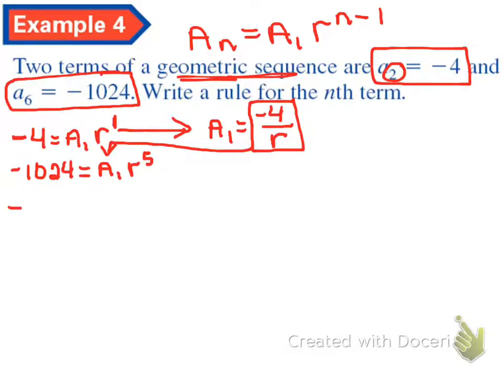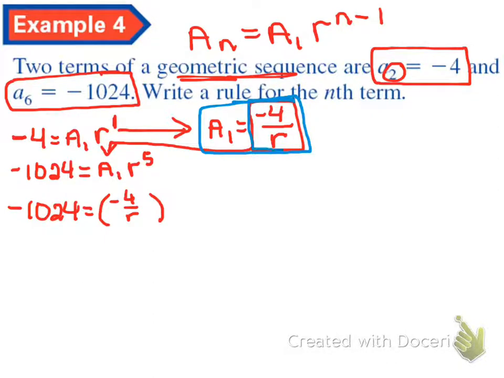So we'd have negative 1024 is equal to that first term. For that first term, we're going to substitute in negative 4 over r. Because remember, when we rewrote our equation here, the first term was equal to negative 4 over r. So we're substituting that in for the first term. Alright, let's finish writing the equation. It's that first term times r to the 5th power.